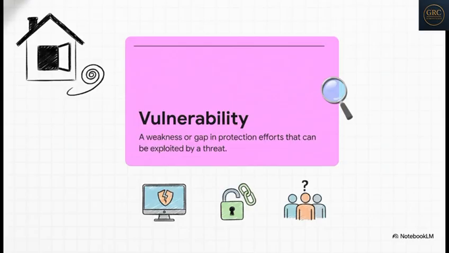Next, we have vulnerability. Okay, so if the threat is the potential danger, the vulnerability is the open door it could walk right through. Think of it like an unlocked window in your house. In the tech world, this could be anything from software that hasn't been updated to a really weak password policy, or even just not having enough security training for your team.